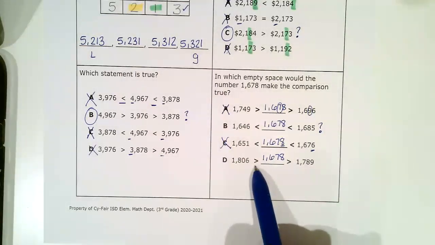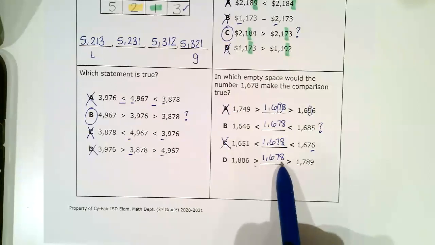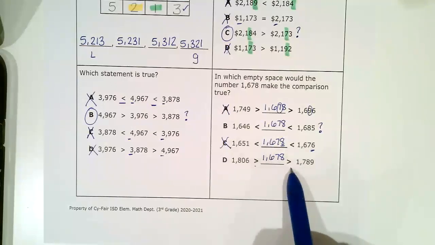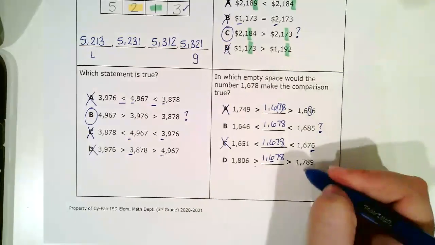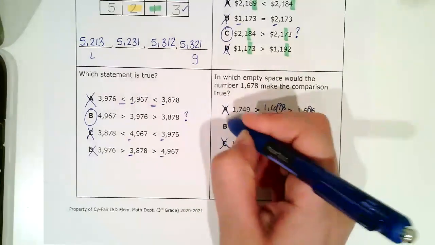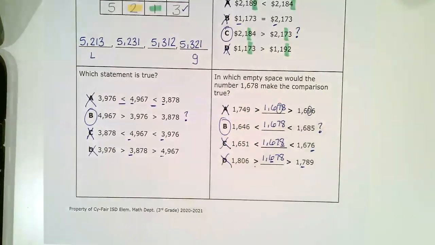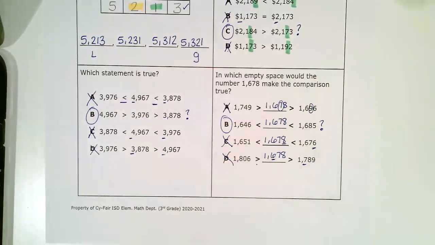1,806 is greater than 1,678. That's right. 1,678 is greater than 1,700. No, this has a 6 in the hundreds place and this has a 7. So my answer is B. So guys, these last two ones, you really had to go and read it part by part to understand which one was going to be correct.